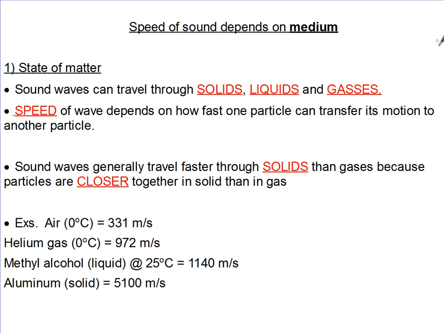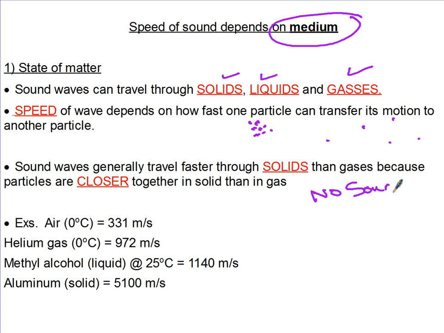Now, the speed of sound, you remember, depends upon the medium. Sound can travel through solids, liquids, and gases, but its speed is actually determined by how close the molecules are. So, closely spaced molecules will transmit the sound much faster than molecules that are very far apart. Now we know there is no sound in a vacuum, like out in outer space, because the molecules, well, they're not there to transmit the sound.